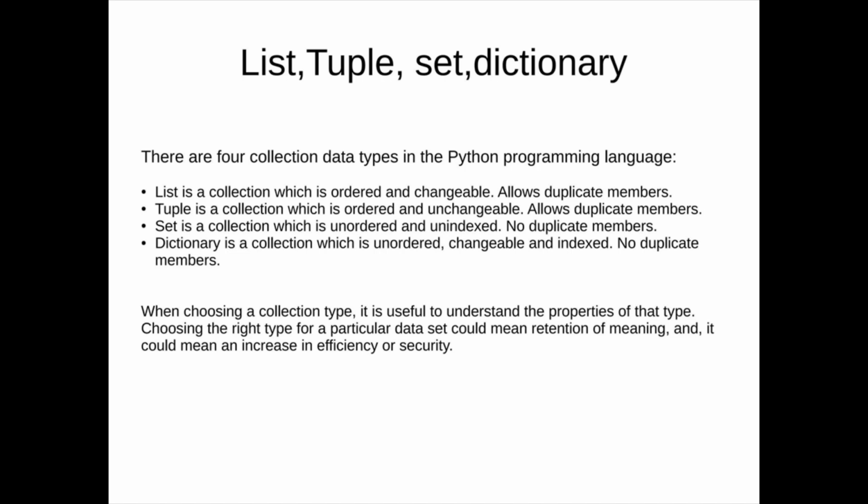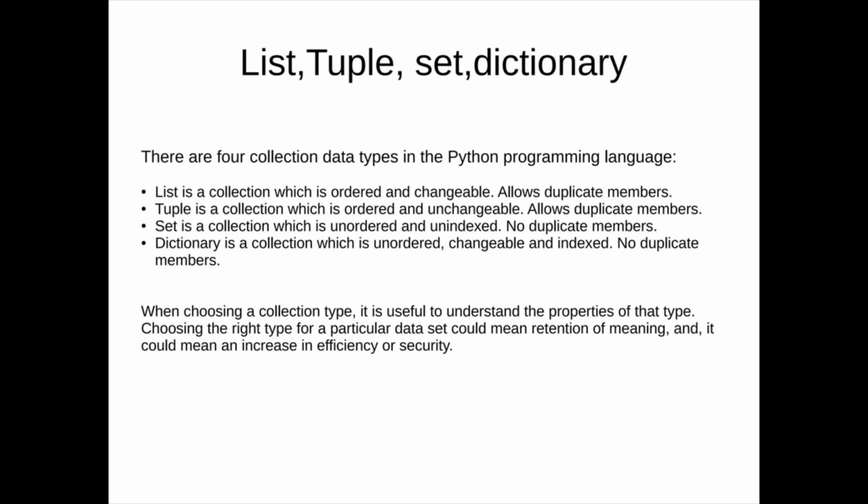Next, tuple. Tuple is a collection which is ordered and unchangeable. It allows duplicate members. Set is a collection which is unordered and unindexed. There are no duplicate members allowed in set. Dictionary is unordered and also changeable and indexed. There are no duplicate members allowed in dictionary also.